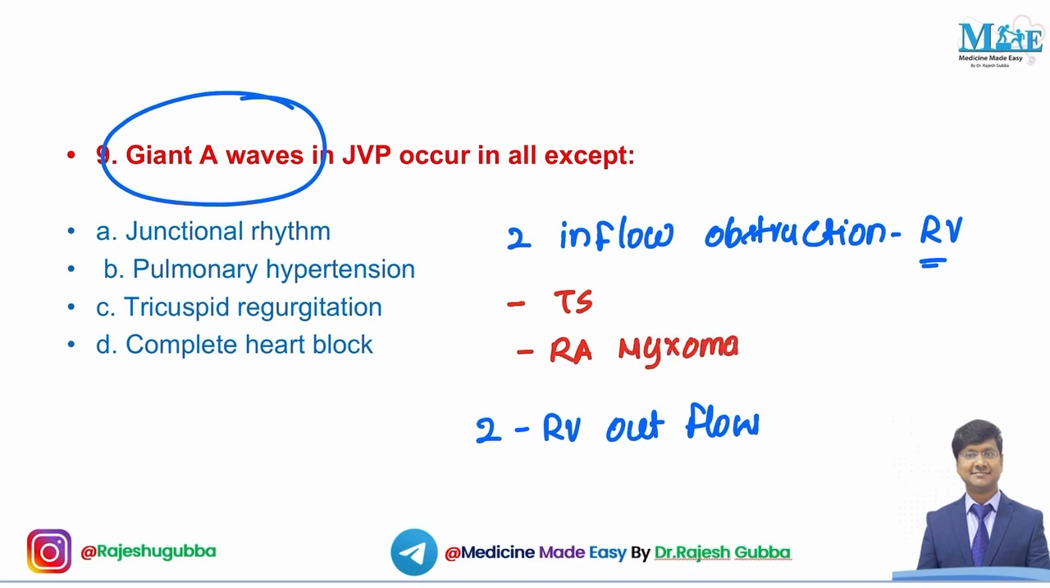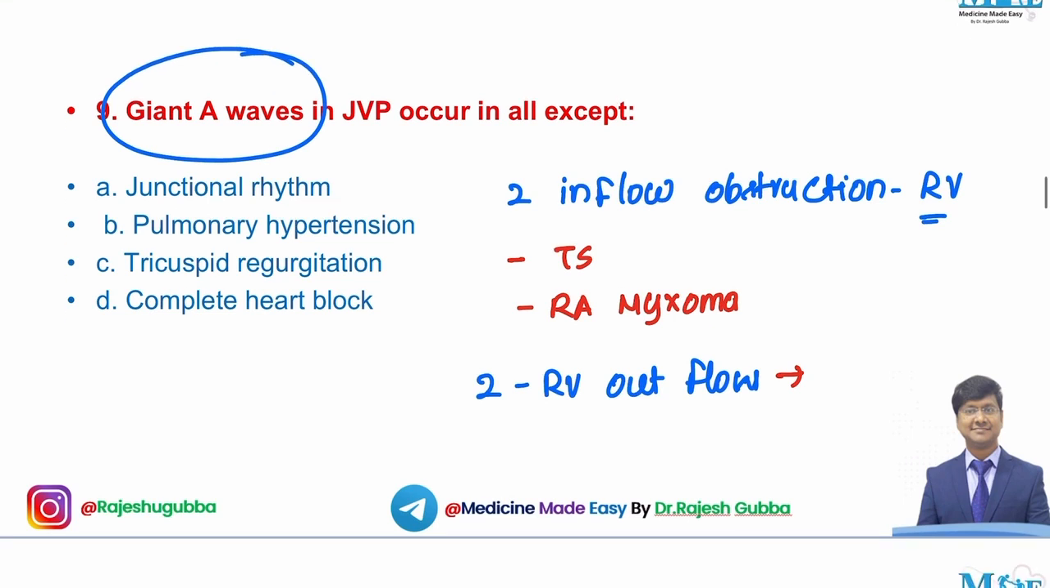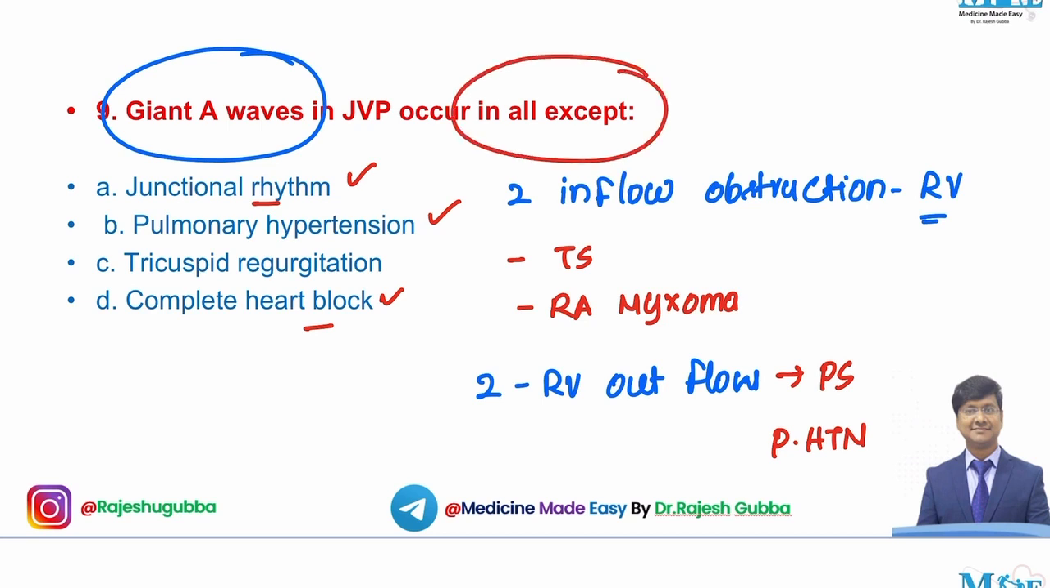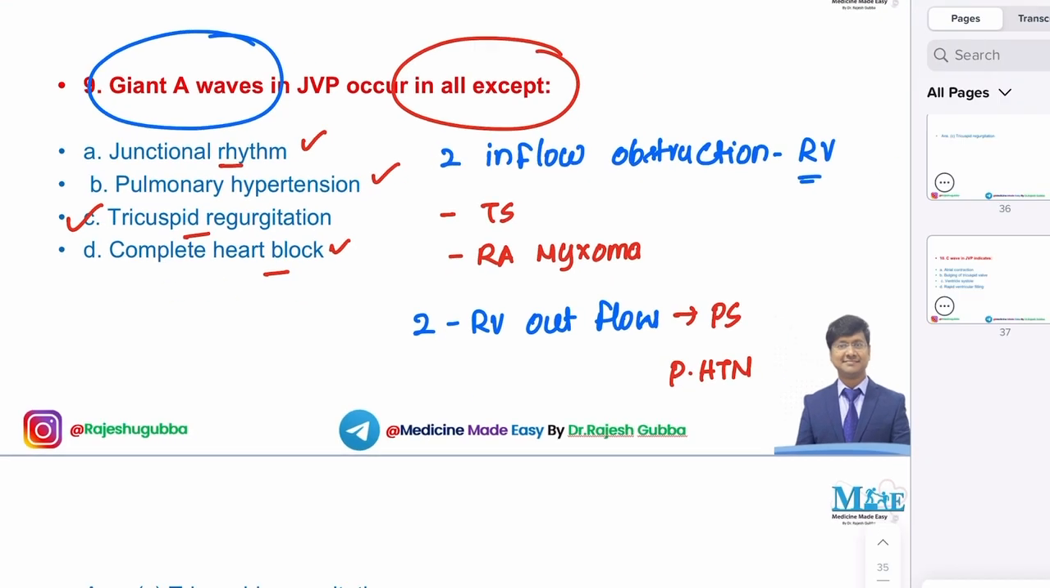Whereas the right ventricular outflow obstructions where the giant A wave will be there are pulmonary stenosis, and the next one is the pulmonary hypertension. All right, so pulmonary hypertension you will definitely have. Next, in case of junctional rhythm and complete heart block, actually you will have the cannon A wave. But in early stages of junctional rhythm and complete heart block, you will have giant A wave, followed by that they'll have cannon A wave. So occurs in all except is what? That is tricuspid regurgitation. You don't have the giant A wave. Next question.